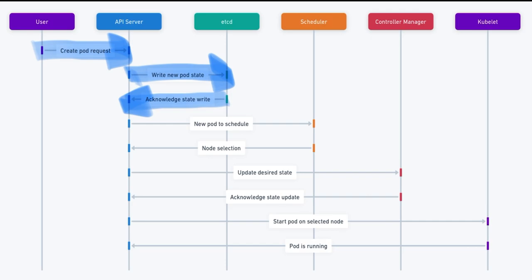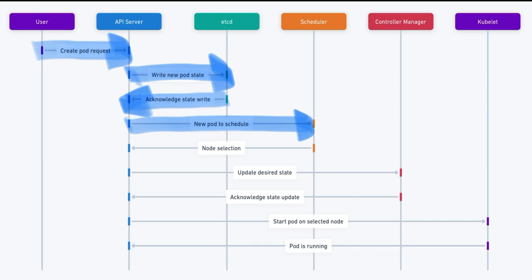4. API server to scheduler. New pod to schedule. Once the pod's desired state is stored, the API server informs the scheduler about the new pod that needs to be scheduled onto a worker node. The scheduler is responsible for finding the most suitable node based on resource availability and other constraints.